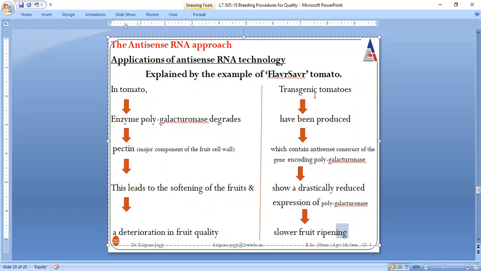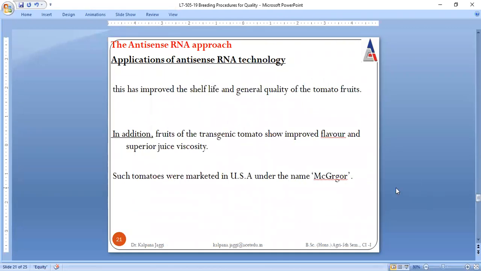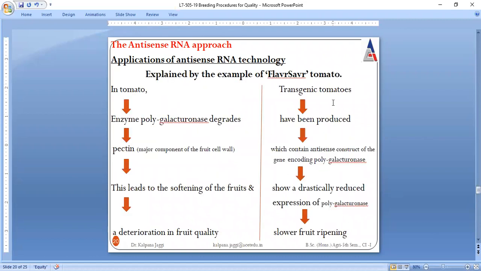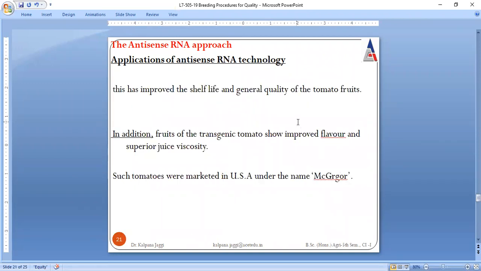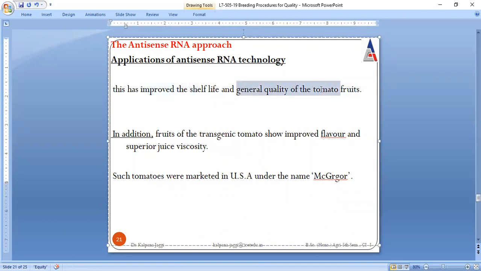The tomato into which the newer gene is introduced is called as flavor saver tomato, and here suppression, again I repeat the word suppression, of this enzyme, the expression of this enzyme is suppressed, right? When the expression of the enzyme within the transgenic tomato is suppressed, then obviously it has improved the shelf life and quality of tomato, right?